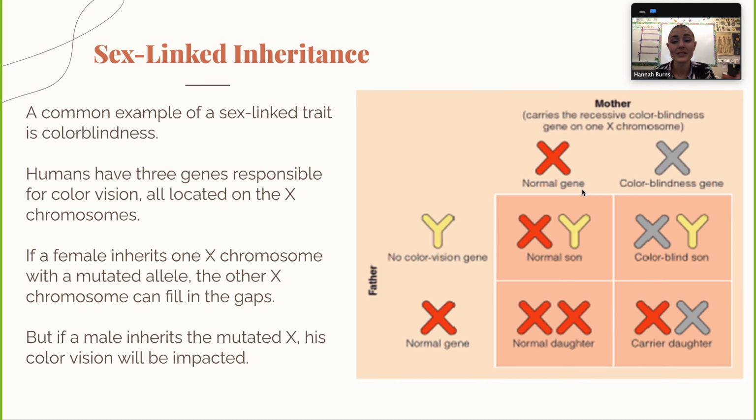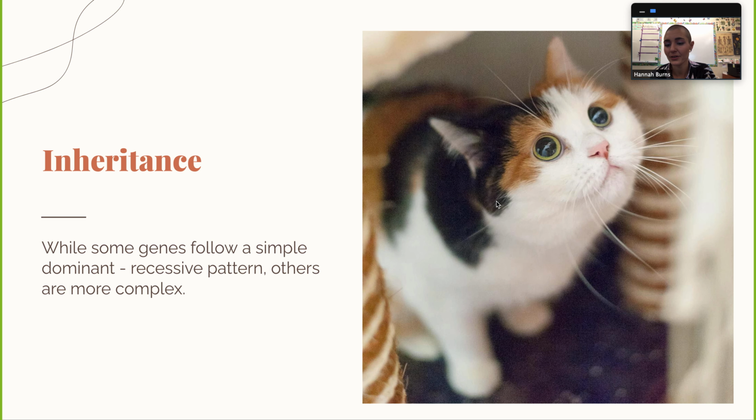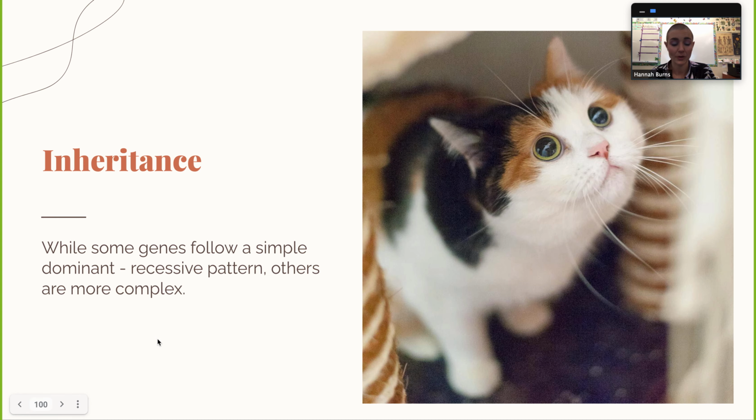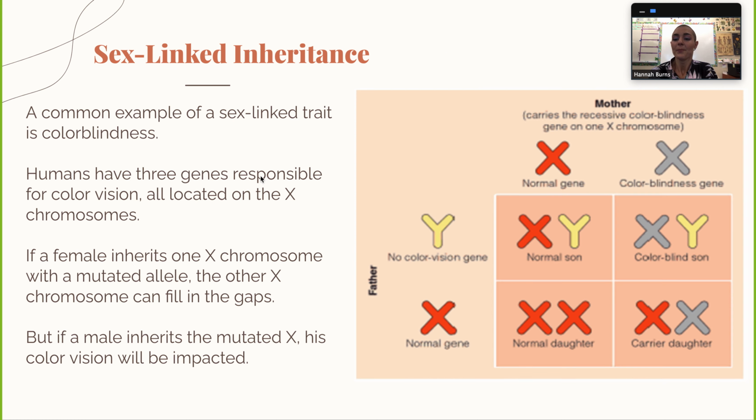So a really common example of sex-linked inheritance is something that's known as color blindness. So essentially, color blindness and color vision, if we look back to this here, you can actually see color blindness is on the X chromosome, so it's sex-linked. Humans have three genes responsible for color vision. All of them are on the X chromosome.